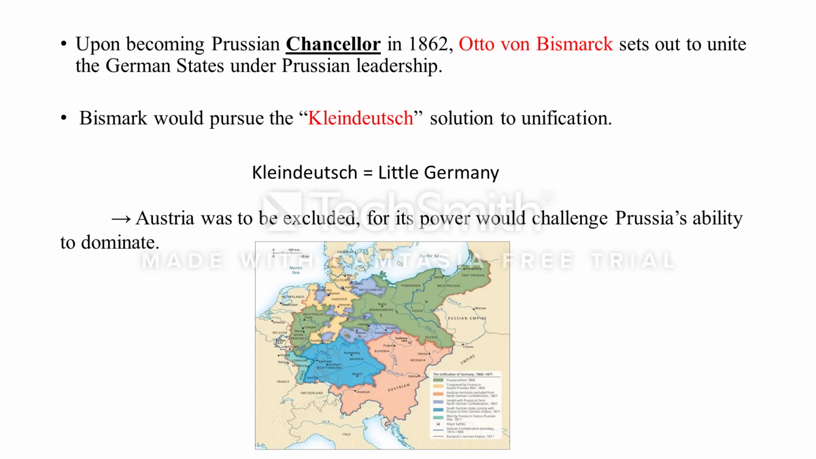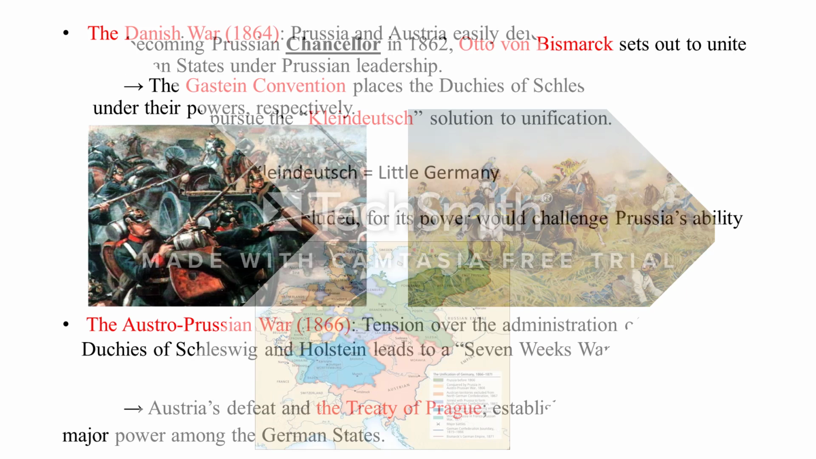On becoming Prussian Chancellor in 1862, Otto von Bismarck sets out to unite the German states under Prussian leadership. Bismarck would pursue the Kleindeutsch solution to unification. Kleindeutsch literally means Little Germany. Why? Because Austria was to be excluded, for its power would challenge Prussia's ability to dominate. Remember, both Germany and Austria speak German, so to unite the German states, he would have to exclude Austria, and that's why it's called Little Germany, because he's not including all the German states.